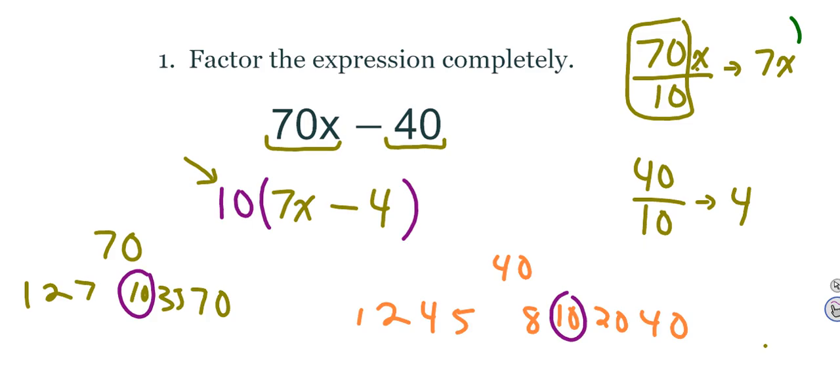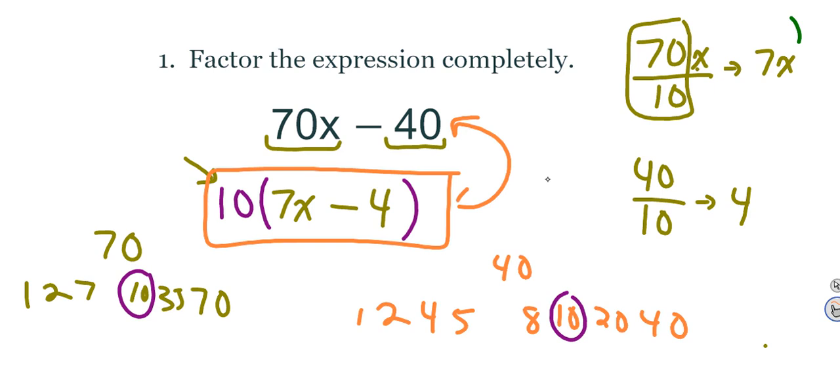So now I want you to know that this right here, this is our answer. This and this mean the same thing. It's just that this is factored form. Do you see if we tried to go backwards, like if we took this 10 and we distributed it, we get right back to the 70x minus 40. Can you see that? Yay.